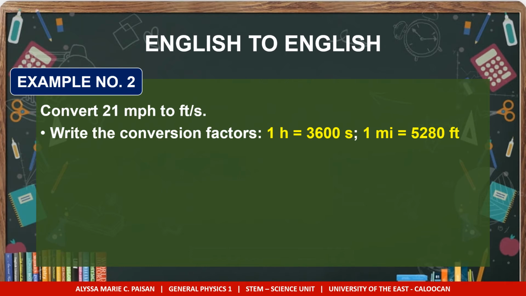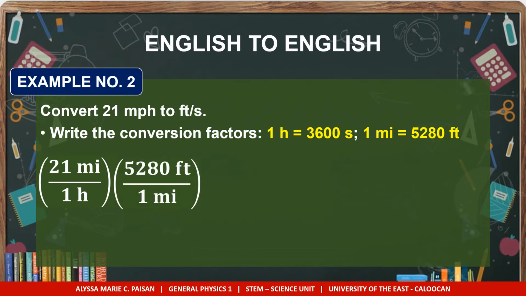For the solution, again, let us write the fraction form of 21 mph. And it will become 21 miles over 1 hour. Let us write the conversion factor for distance, which is 5,280 feet over 1 mile. The mile is in the denominator, so we can cancel the mile in our given. That's the mile in the conversion factor and then the mile in our given. We can cancel them now since one is in the numerator and the other is in the denominator.